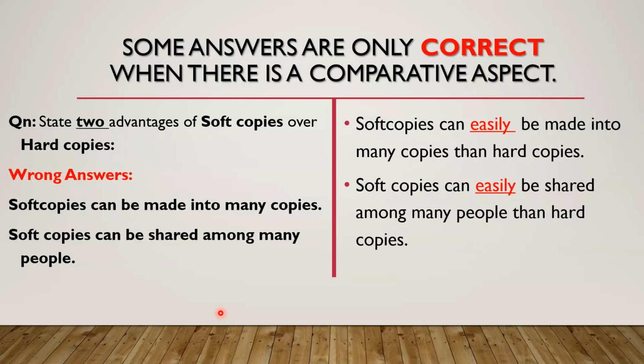Then, more to that, some answers are only correct when there is a comparative aspect. When you are trying to compare, that's when your answers are going to be correct. For example, state two advantages of soft copies over hard copies. Avoid answers like, soft copies can be made into many copies. Soft copies can be shared among many people. We need to try to compare, bring that comparative aspect so that you earn the marks. Soft copies can easily be made into many copies than hard copies. Soft copies can easily be shared among many people than hard copies. So there you are trying to bring an element of comparison in your answers. So that means that they will be correct.